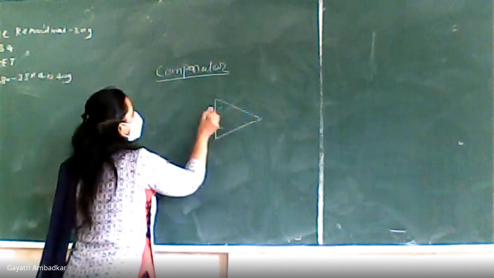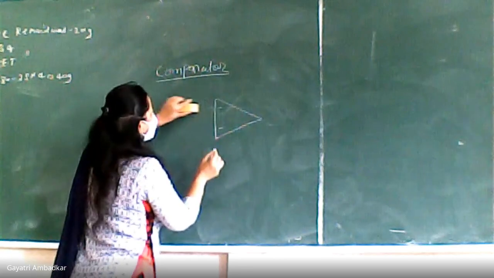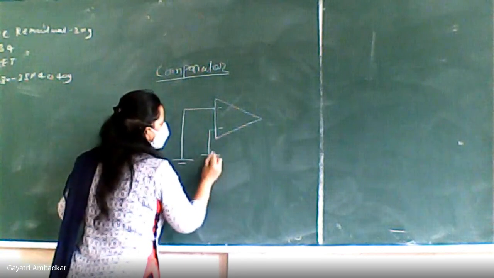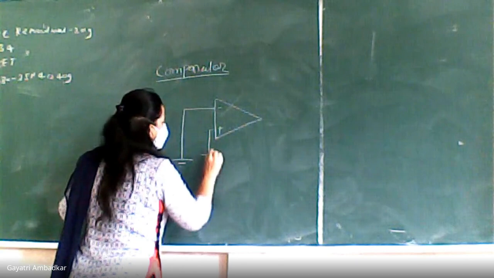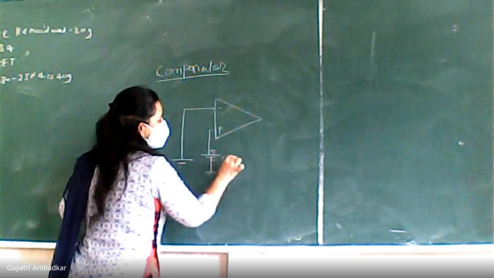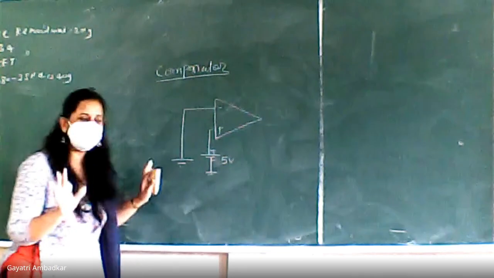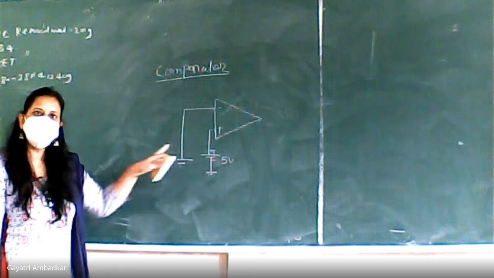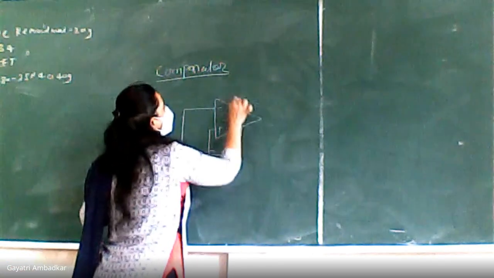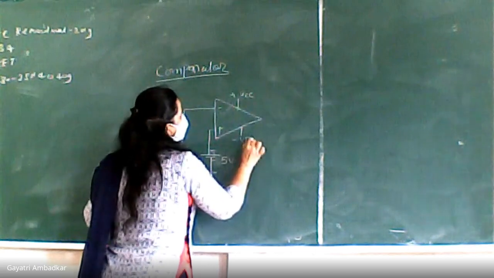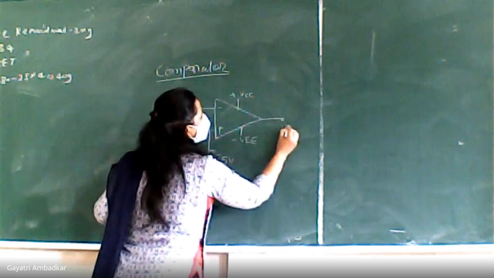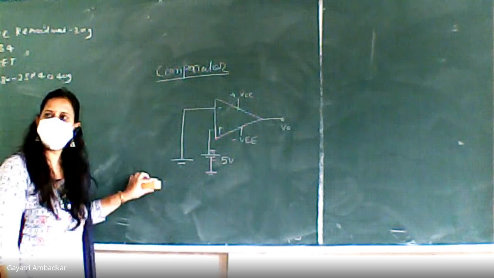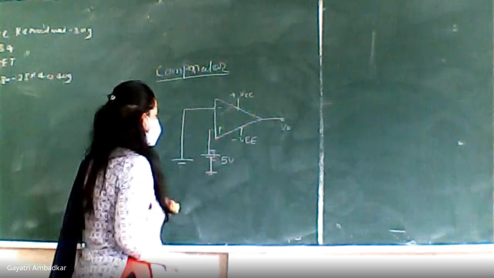So let's see, I am connecting the inverting terminal to the ground and I am connecting the non-inverting terminal to plus 5 volt. Two signals I have applied here. One is 0 volt, grounded means 0 volt. Another is plus 5 volt to the non-inverting terminal. And here I will take the output. Now, how will this comparator work in this case?